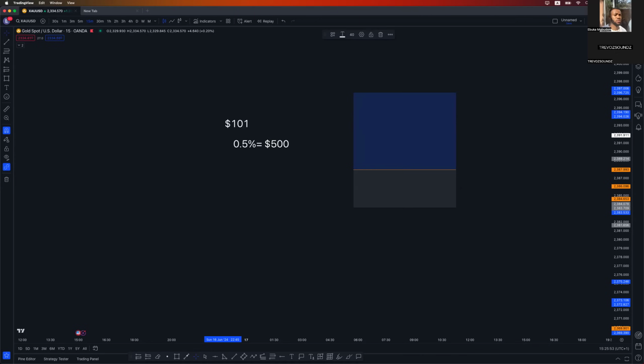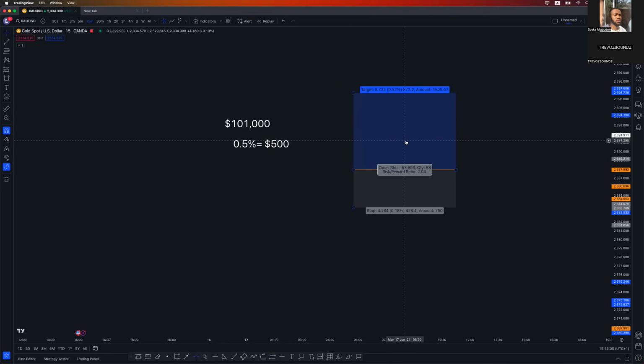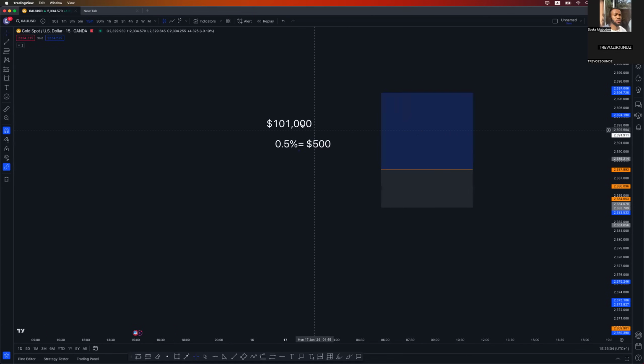$101,000. This is what your balance will look like once you made this trade, once you win this trade. So this is what your balance will look like. Another trade, this is the same thing you'll be doing in another trade.